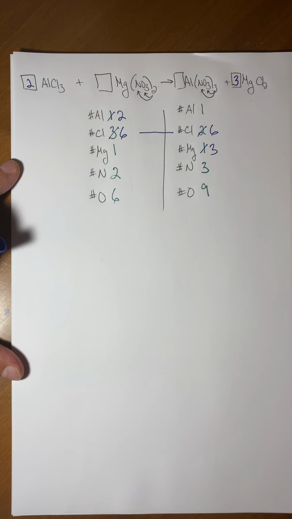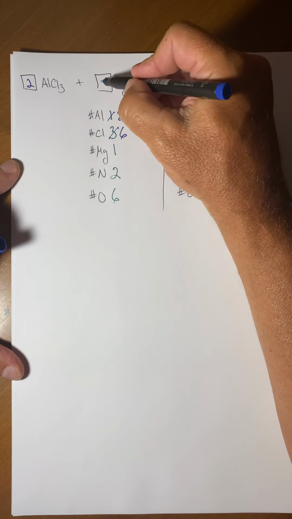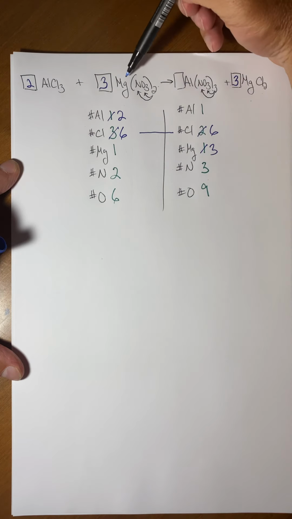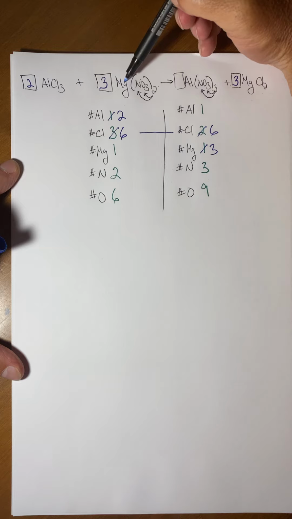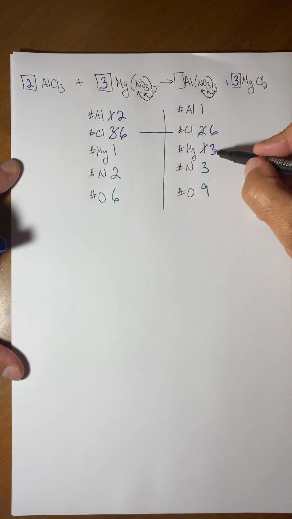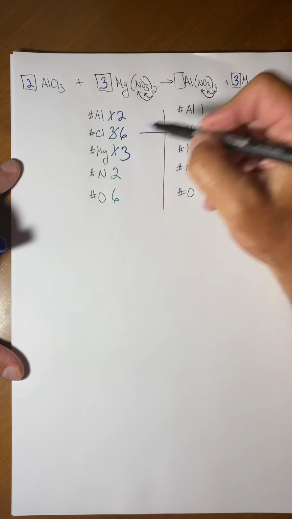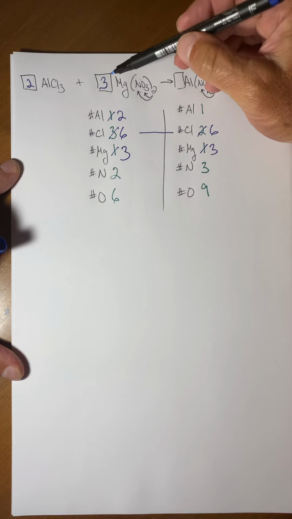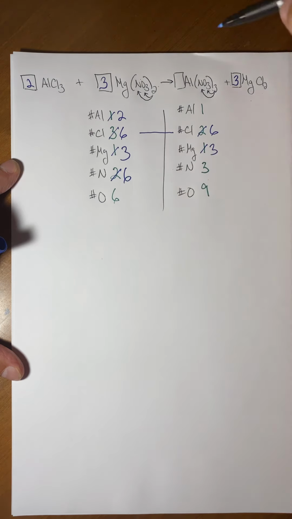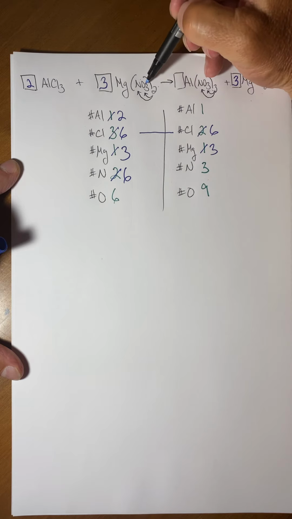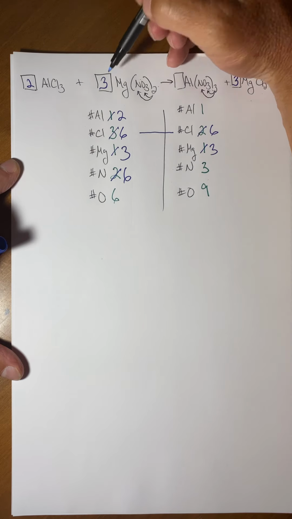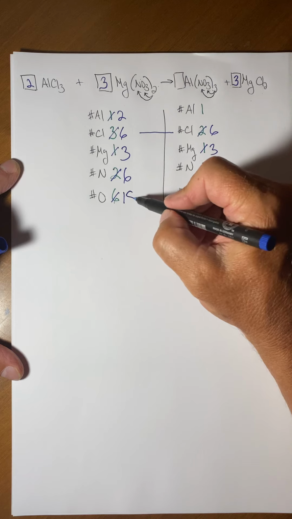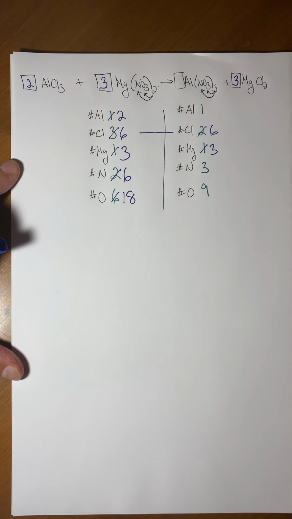So if I want to balance my magnesiums, if I put a 3 there, everything after that gets multiplied. So there was 1 magnesium times 3 on this side would be 3. There was 2 nitrogens times 3 is 6. And then there were 3 times 2, 6 oxygens to begin with, times 3, 6 times 3 is 18. Okay? So have we balanced anything else? Yes, the magnesiums are now balanced, but that's it.